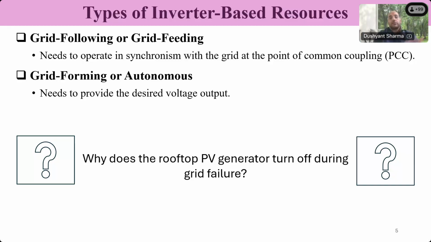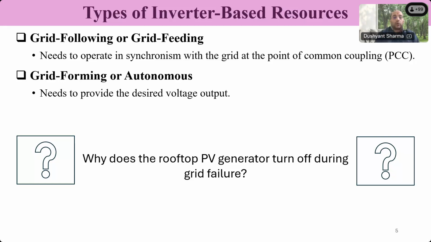And how would this inverter inject power? As I told, by changing the current that is injected, and therefore it's called a current controlled source, and it behaves like a current source. But think about a different scenario. The same PV, the same inverter, but there is no grid. It is just feeding local loads.